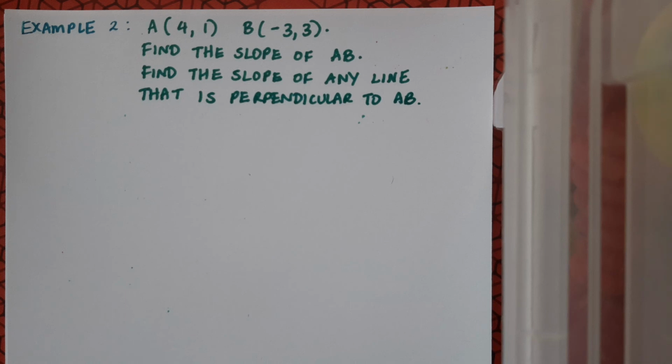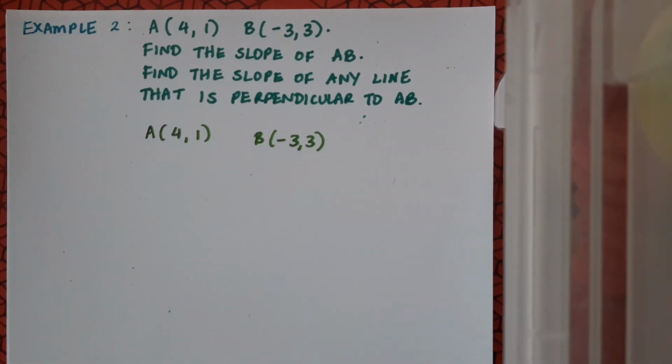So here's an example of a question that we might encounter to do with perpendicular lines. I've got the point A (4, 1) and the point B (-3, 3). I want to find the slope of AB, and then I want to find the slope of any line that is perpendicular to AB. If you're confident that you know how to approach this question, pause the video now and have a go at it. And even if you're not entirely certain about the perpendicular part of it, you can still pause and find the slope of AB.